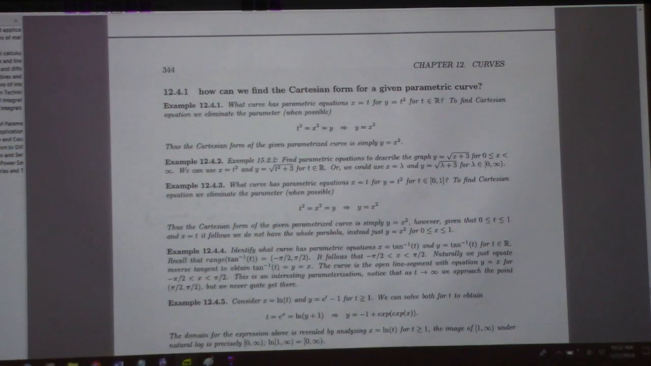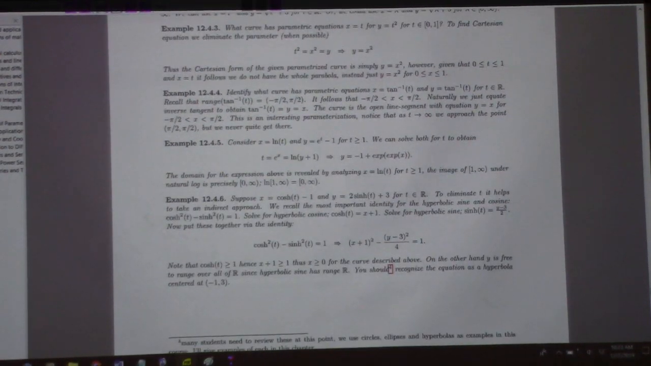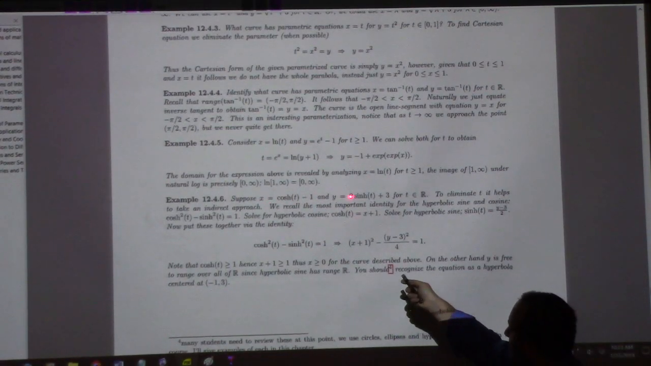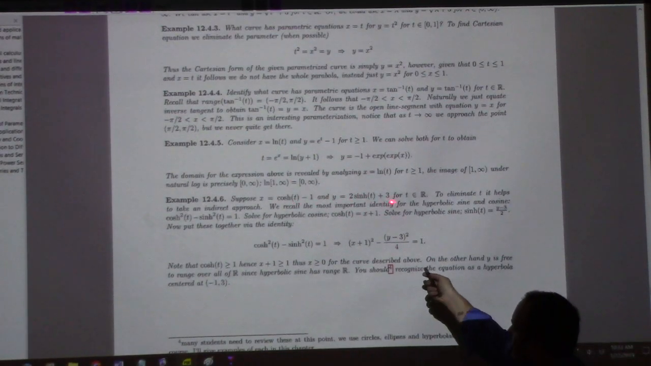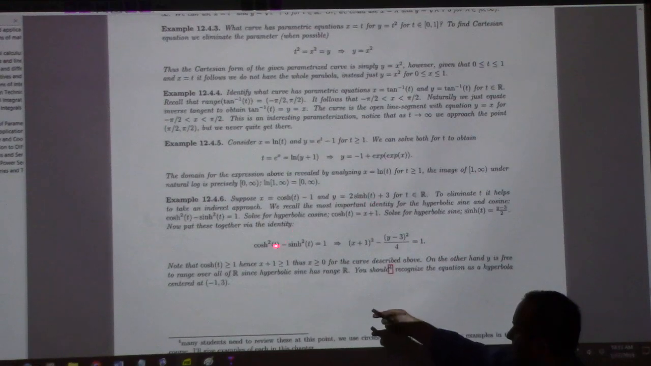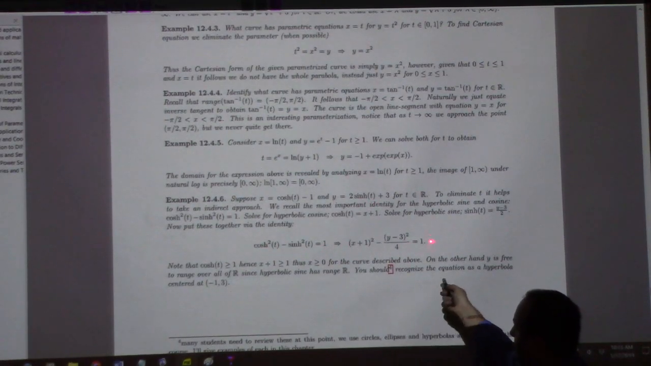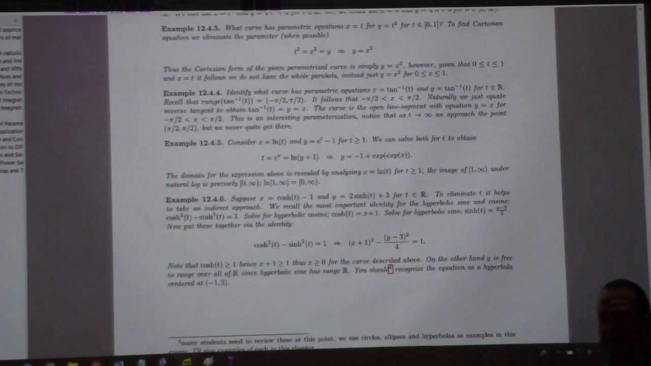Here's a bunch of examples on how to find the Cartesian form from the parametric form. Here I have a bunch of examples where I eliminate t from a given x and y equation. Example 12.4.1 I already did in class; it was my first example. So if you're thirsting for more examples, here, this one, I have x equals cosh t, y equals 2 sinh t plus 3. Find the Cartesian equation. So what do I do? I solve for cosh, I solve for sinh, I look at cosh squared minus sinh squared is 1, and there you go. That's the corresponding Cartesian equation, right? And my point is, you should read these, yeah?